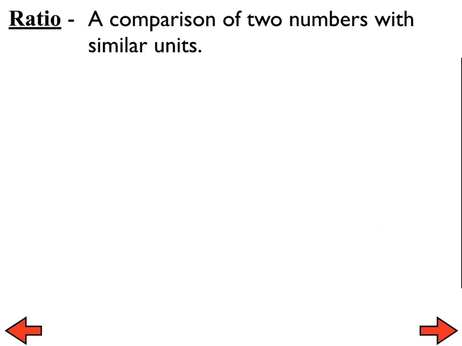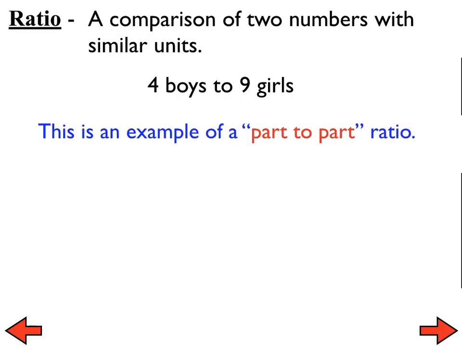So let's start with ratio. The definition I already put in your notes is a comparison of two numbers with similar units. Since we're talking about similar things, you don't need to label them. So like boys and girls are similar things. It's not like saying apples to chairs, totally different, right? So this is an example of a part-to-part ratio. Go ahead and write that down in your notes.